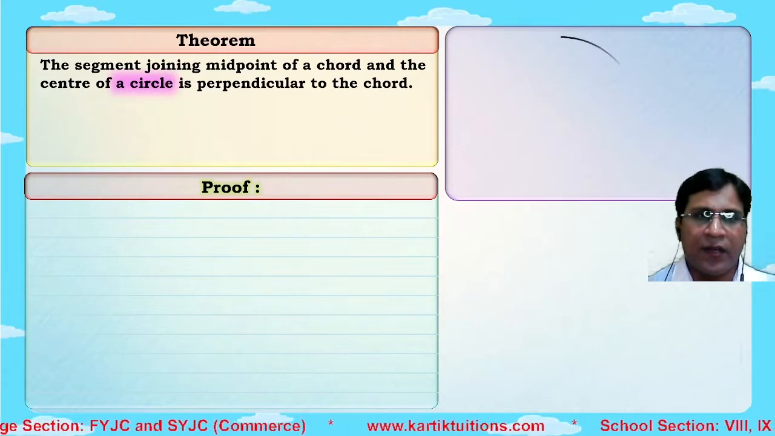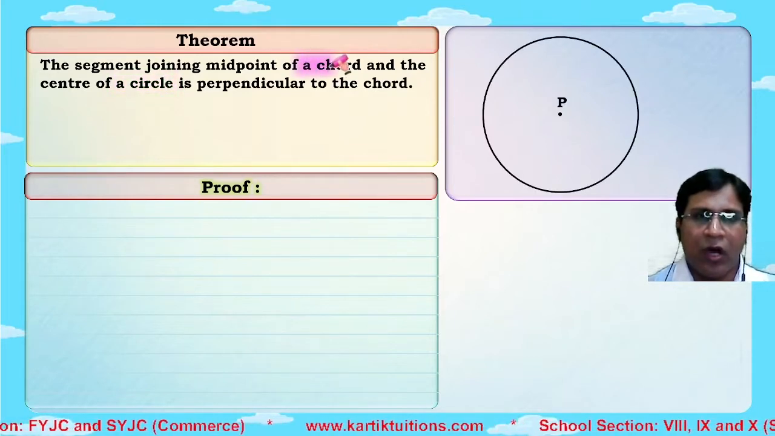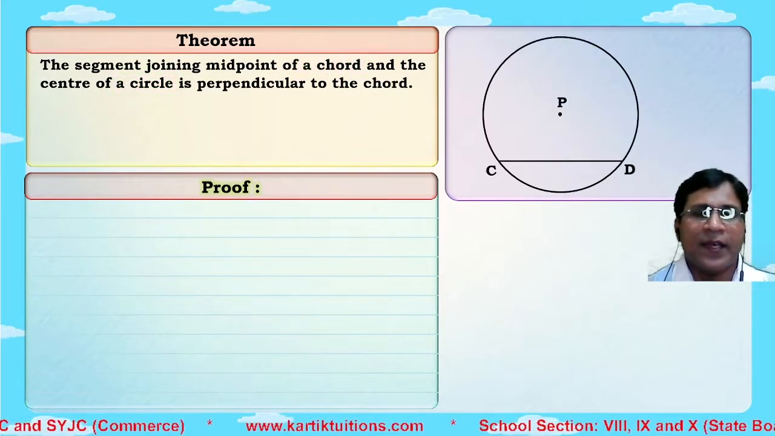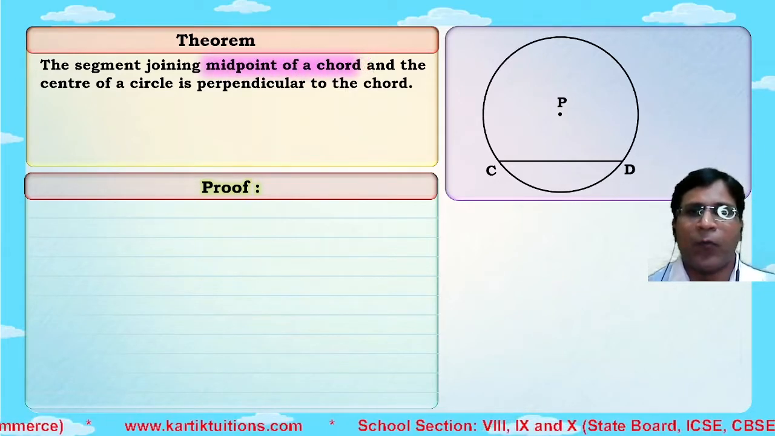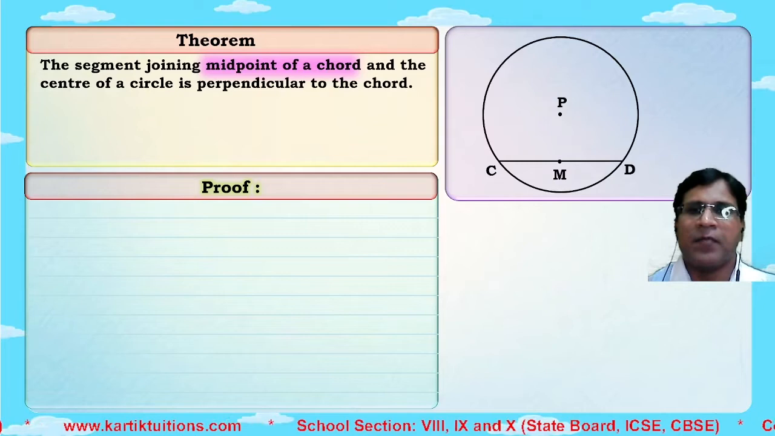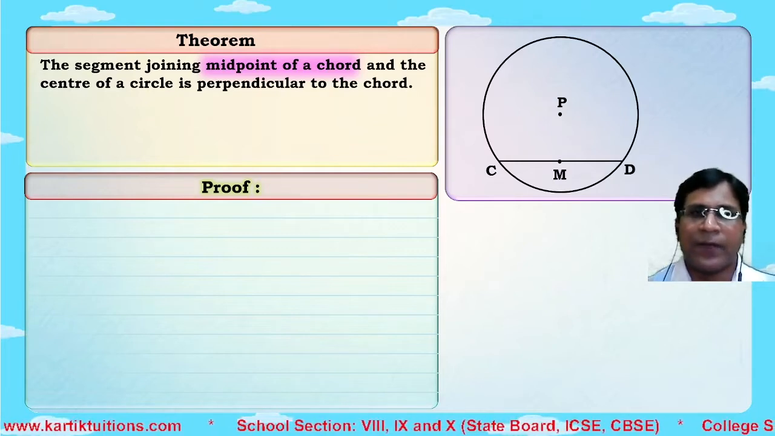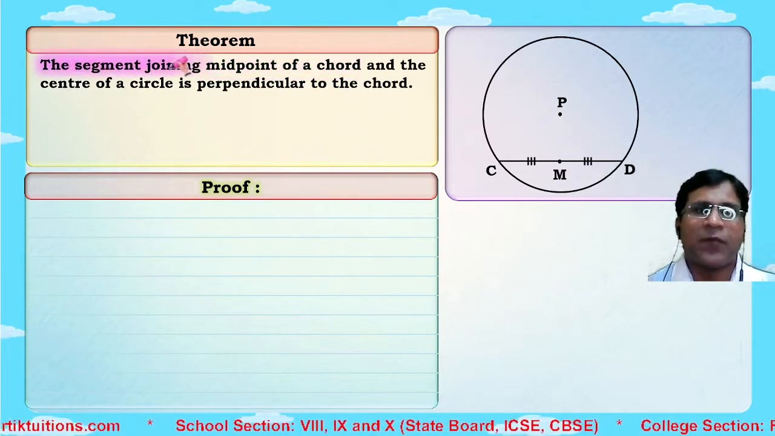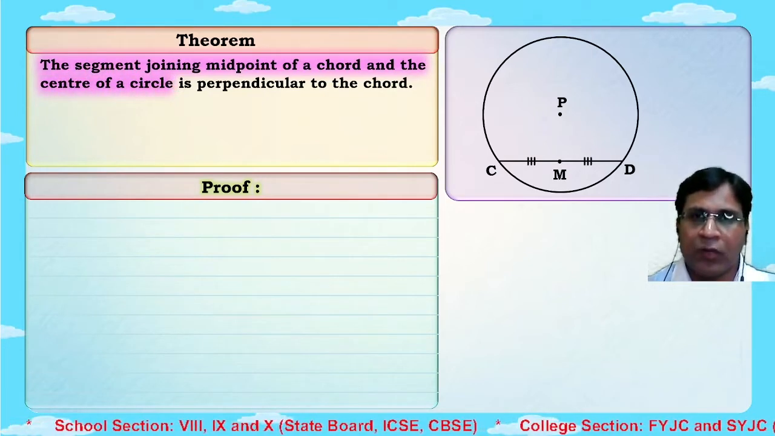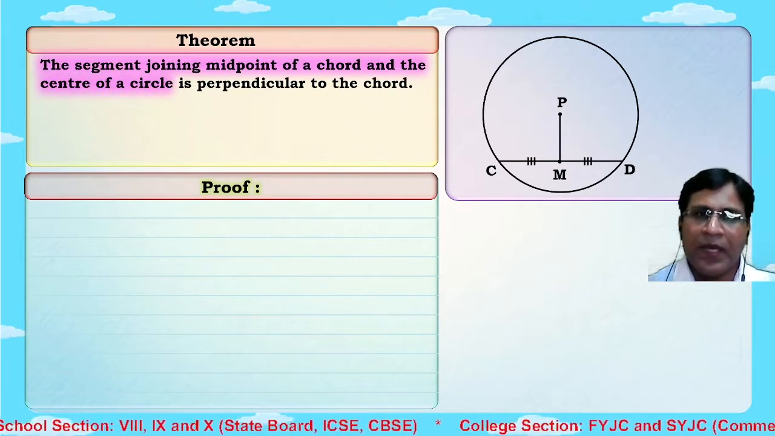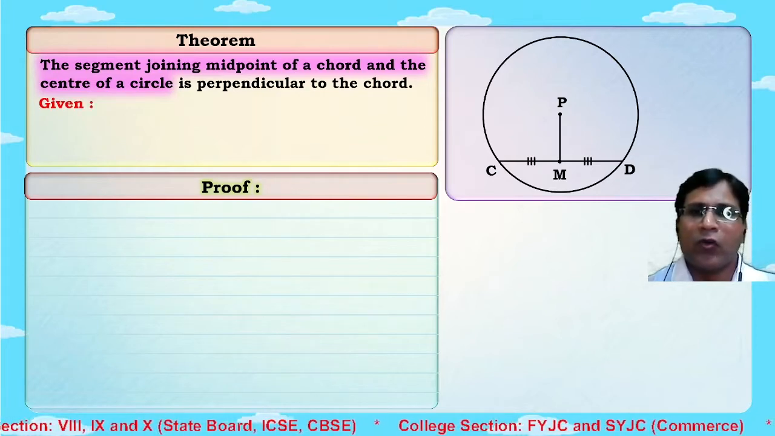We have a circle, then we have a chord. Now they say, segment joining the midpoint of the chord. So next, we have a midpoint of a chord this time. Let's take M as the midpoint of chord CD. Now they say the segment joining the midpoint of the chord and the center of the circle. That means if I join PM, then PM will be perpendicular to chord CD.